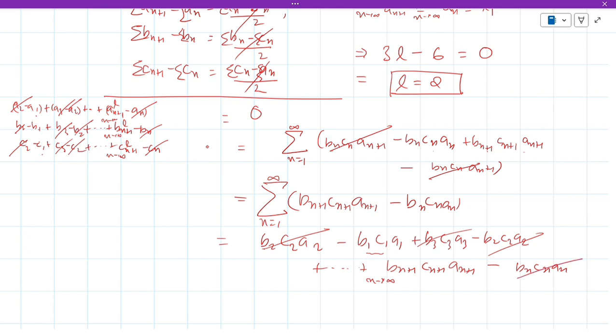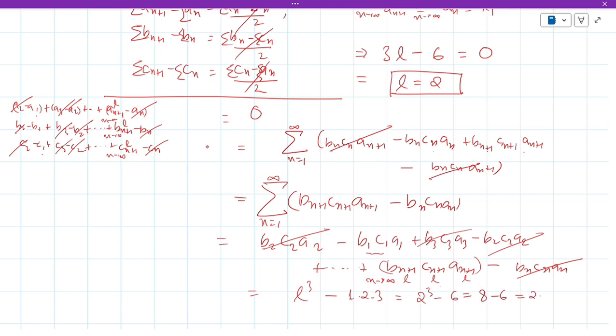So we conclude this is the form, and we already know all three are converging to L, so it will become L into L into L, which is L cube, minus b1 c1 a1, which is 1 into 2 into 3, which gives us 6, right? So L cube, what is L? 2 cube minus 6. So it will be 8 minus 6, which is equal to 2.00.